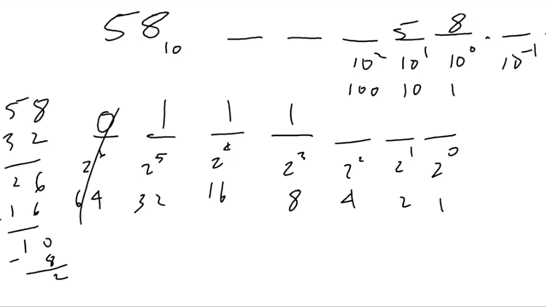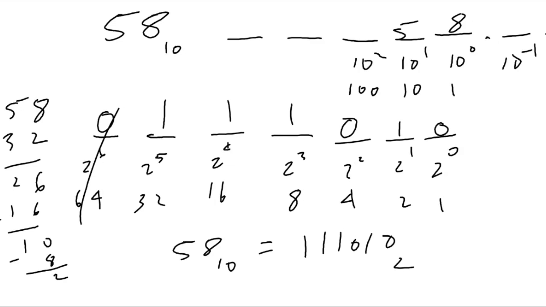So does 4 go into 2? It doesn't, so we'll put a 0. Does 2 go into 2? It sure does. So we'll put a 1 here. And then since now we've got nothing left, everything else is just going to be a 0. So 58 base 10 is equal to 1, 1, 1, 0, 1, 0 in binary. So that's how you convert from base 10 to binary.